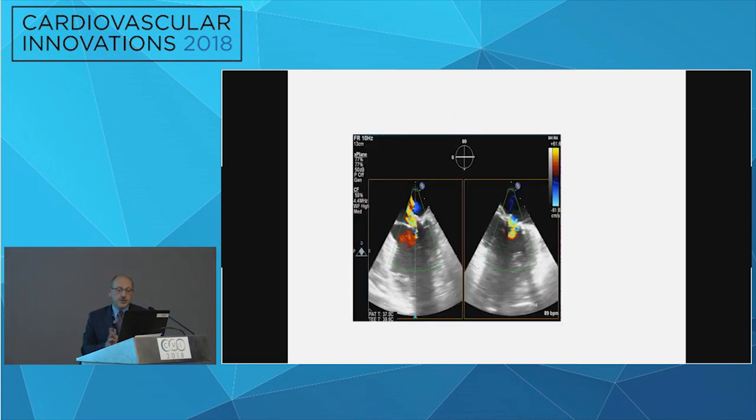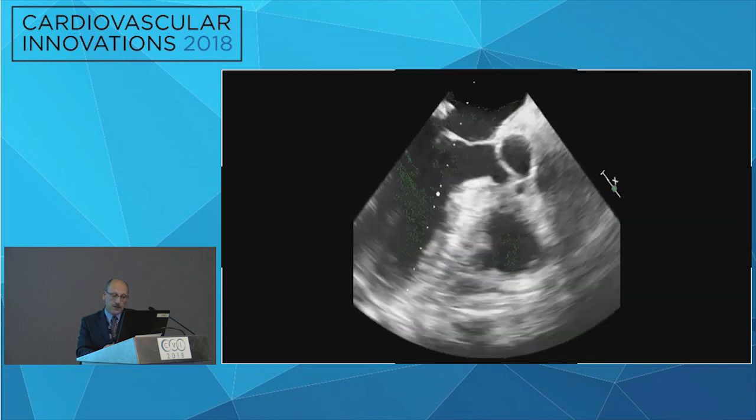So we did 3 cases using this novel approach, and this is one of the illustrative cases. All cases were deemed to be high surgical risk, not a candidate for open mitral valve replacement, and they were all deemed to be not a candidate for MitraClip because mostly of calcified restricted posterior mitral valve leaflet.